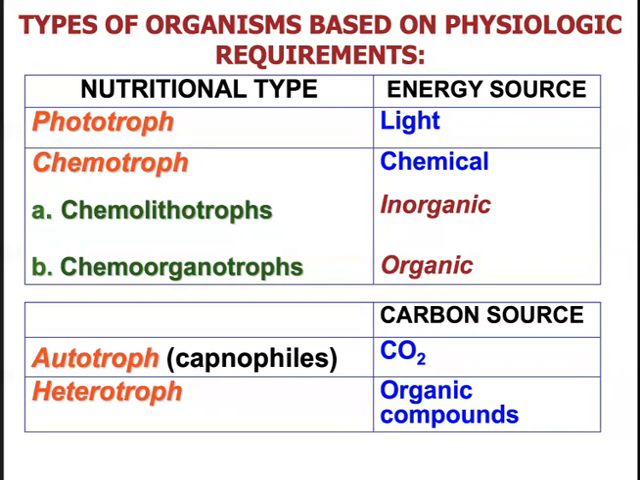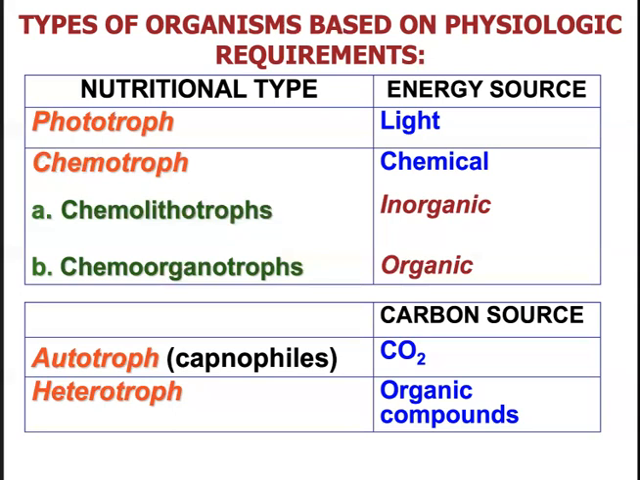Now, chemotrophs are further divided by the types of chemicals that they need. Organisms that need inorganic chemicals for energy are called chemolithotrophs. Those that need organic chemicals as an energy source are called chemoorganotrophs.